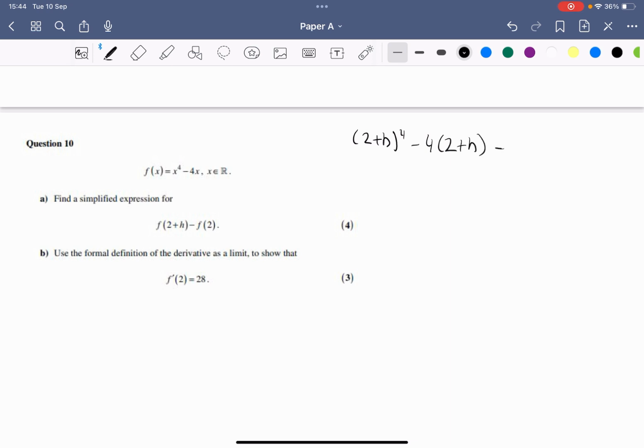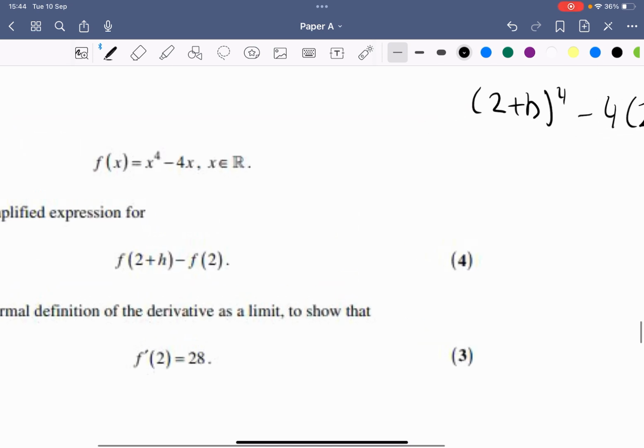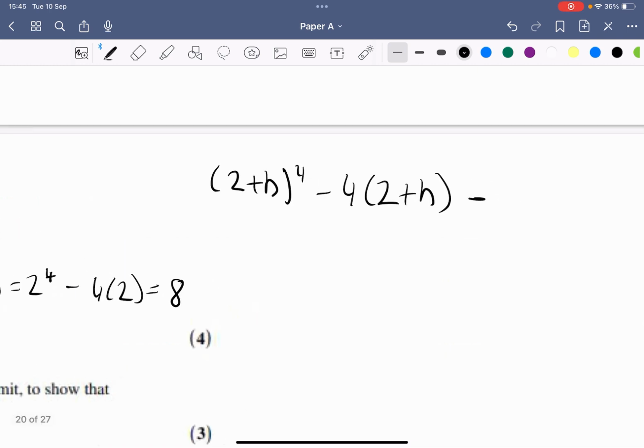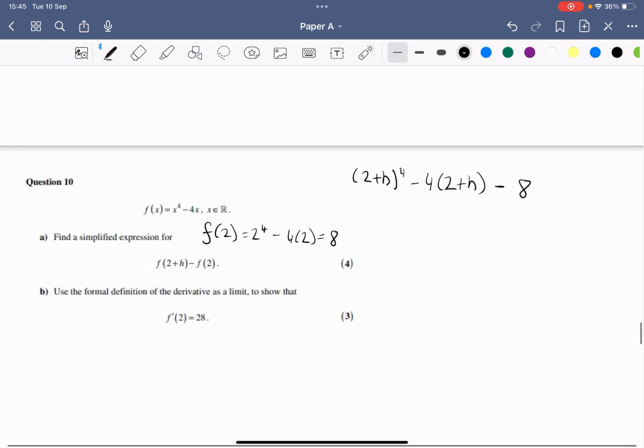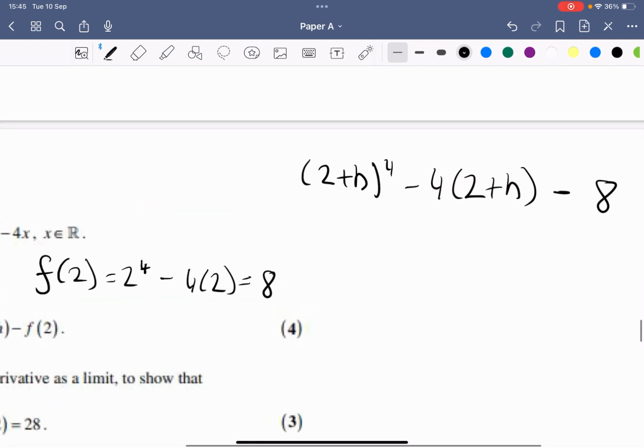and then we need to take away f of 2, which I'm actually going to just work out now. So that is, and now I just need to take away 8 from this, and now all I need to do is expand and simplify everything.